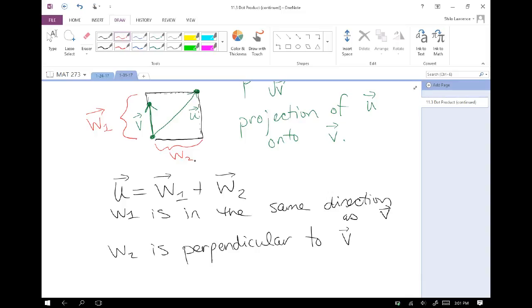Says we can put both of those vectors in standard position and draw a parallelogram and U will be the diagonal. And then they gave us a little extra information. They told us what direction one of them needs to be in, the direction of V, and then the other one needs to be perpendicular.